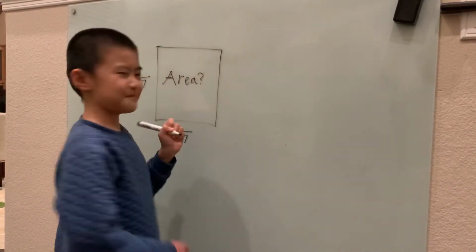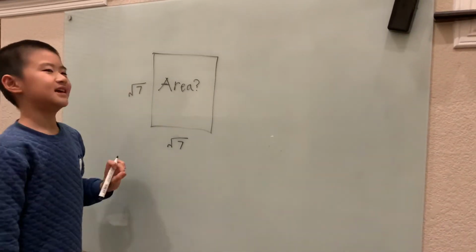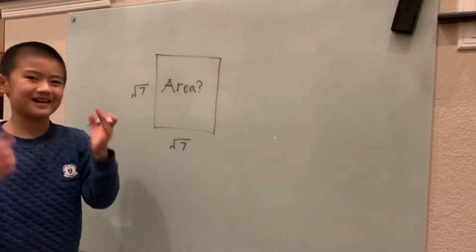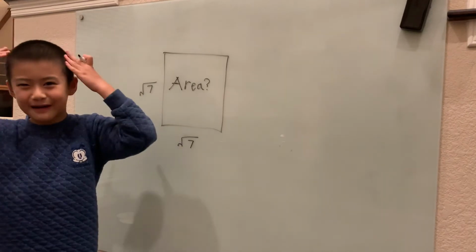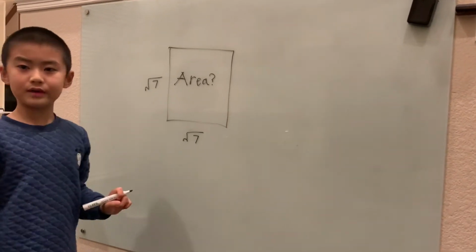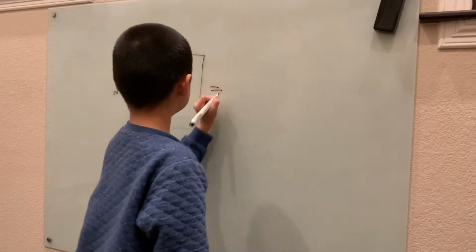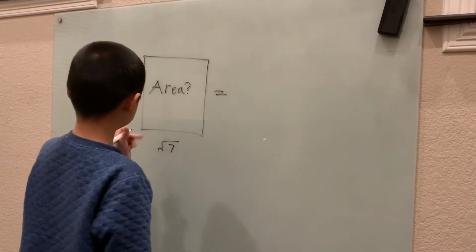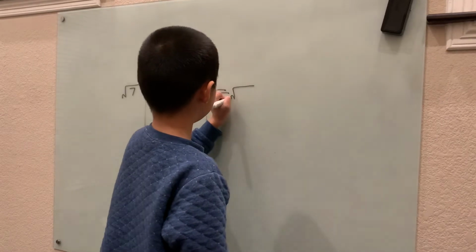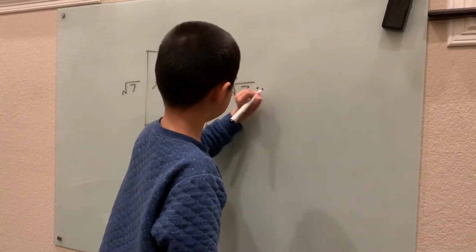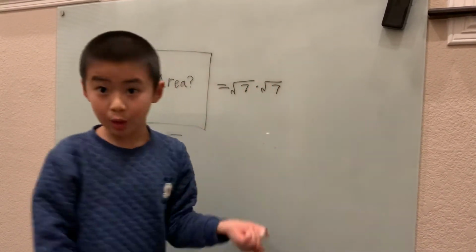See, I'm just drawing a picture. I can't keep all this in my mind. Plus, I'm a teacher. I gotta teach all I'm thinking in my mind. So, to find the area of a square, we just multiply 2 side lengths. So, the area equals the square root of 7 times the square root of 7.